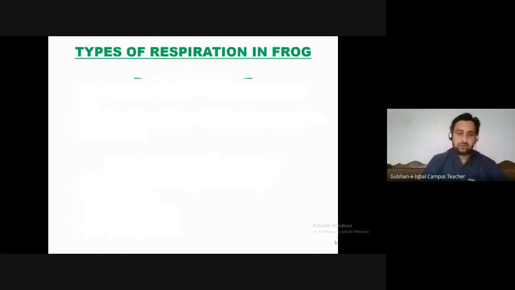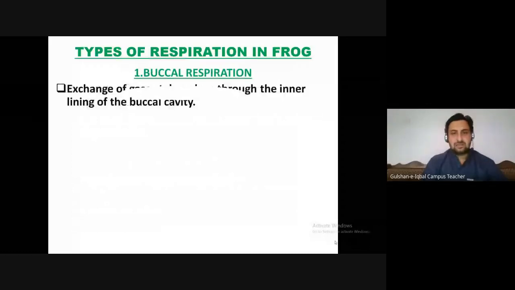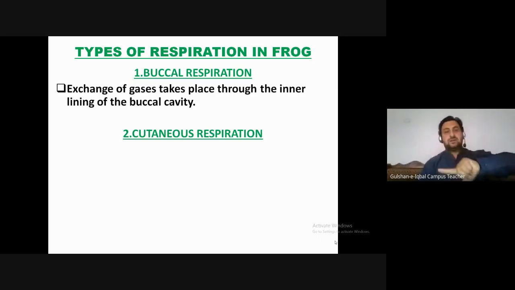So the first one is buccal respiration, okay? Buccal respiration is the exchange of gases that takes place through the inner lining of the buccal cavity. Buccal cavity means mouth, okay? The inner lining of the mouth has a lot of capillaries in it. When oxygen is taken in, that oxygen is absorbed into the capillaries and it goes to the cells. So buccal respiration is the process of respiration that takes place through the buccal cavity.